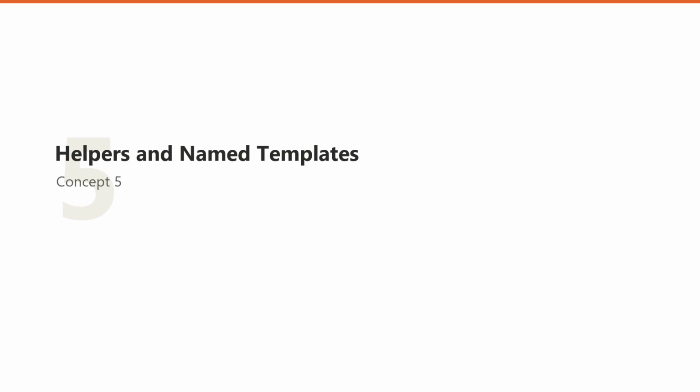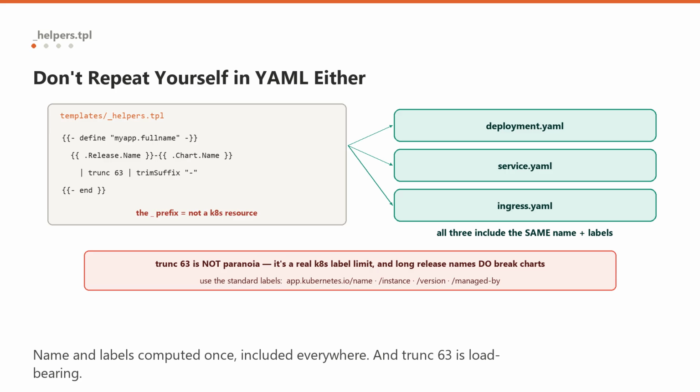Concept 5. Helpers. How you stop repeating yourself inside the chart. Your deployment, your service, and your ingress all need the same name and the same set of labels. Writing that expression out 3 times is exactly the copy-paste problem you adopted Helm to escape, just one level down. So Helm gives you named templates, which live by convention in a file called _helpers.tpl. The underscore prefix matters. Files starting with an underscore are not rendered as Kubernetes resources. They just define reusable snippets.